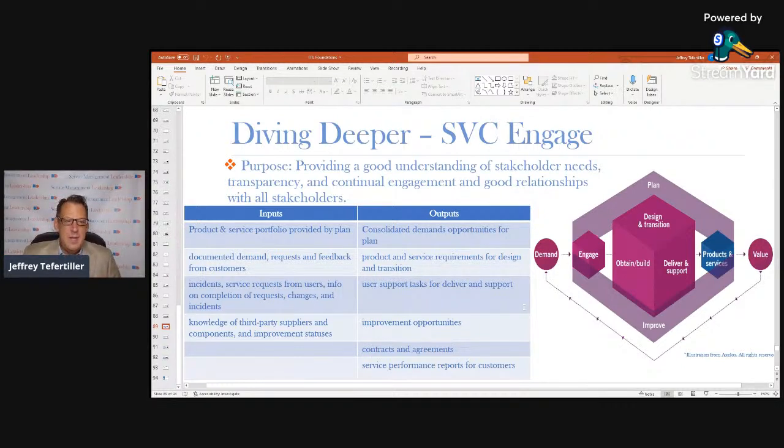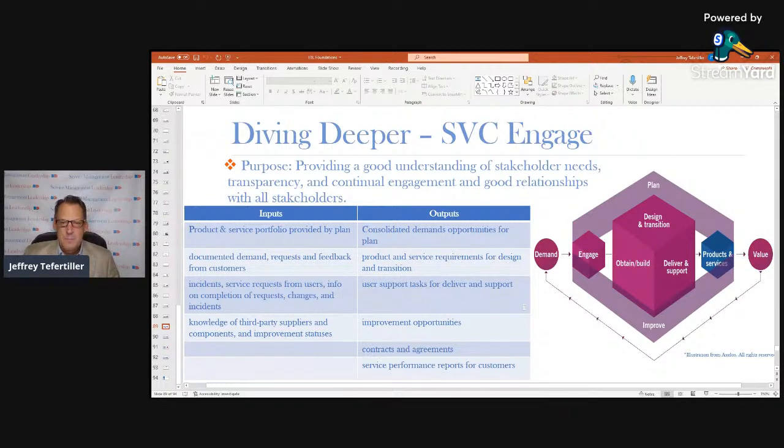We'll look at a couple of the inputs. So you have your product and service portfolio provided by your plan, your strategy. And so your output could be consolidated demands and opportunities for the plan. Let's look at the third one down. You have incidents and service requests from users, information on completion of requests, changes, and incidents. And so if you're engaged, you want to take that back up to your stakeholders and get feedback and then use that as an output for deliver and support.